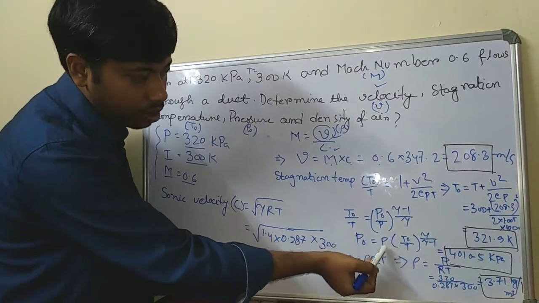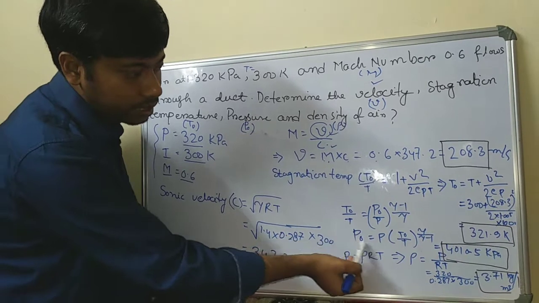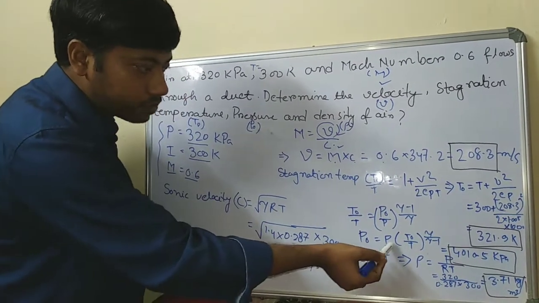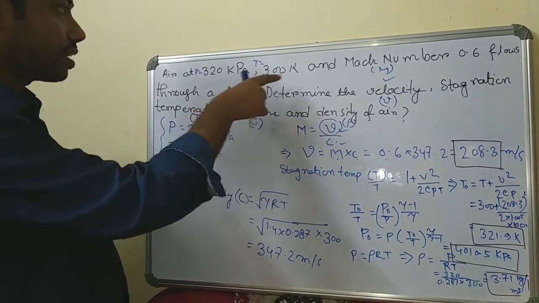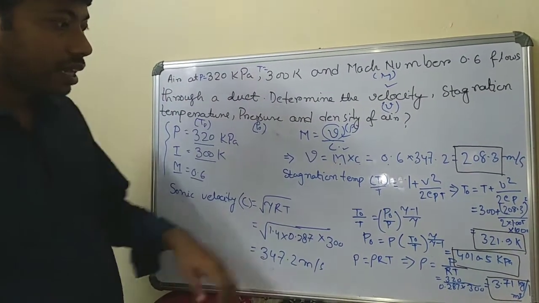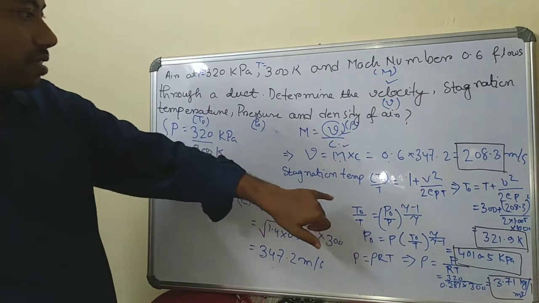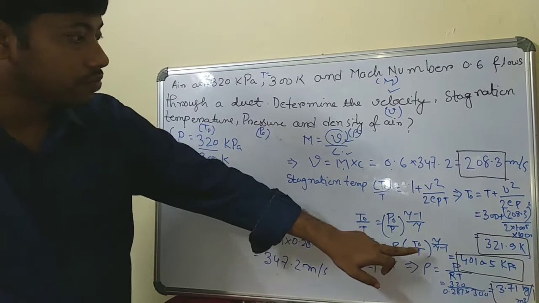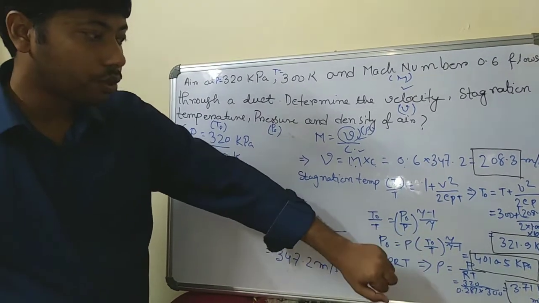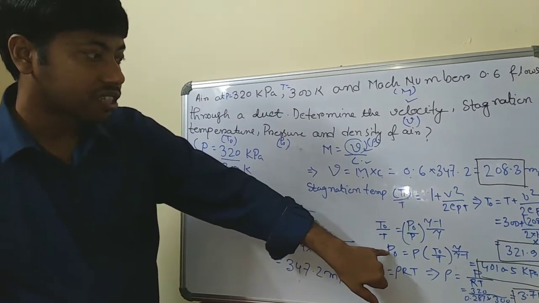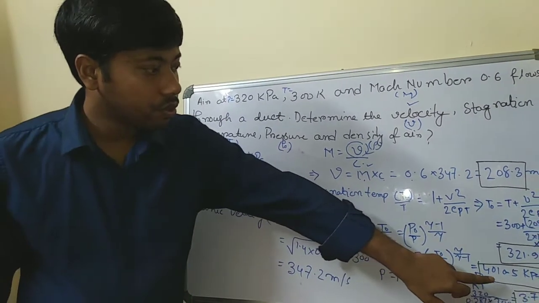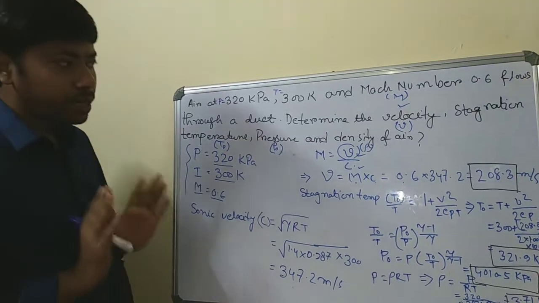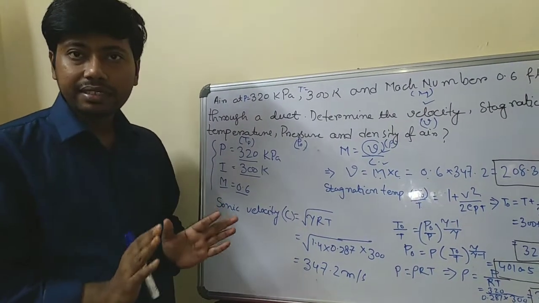So P0 is equal to P into T0 divided by T to the power gamma by gamma minus 1, the exponent reversed. If you put in these values, P is given as 320 kilopascal, T0 is the stagnation temperature 321.9, and T is 300 Kelvin, and gamma for air is 1.4, then you can calculate the stagnation pressure, that is 4010.5 kilopascal.